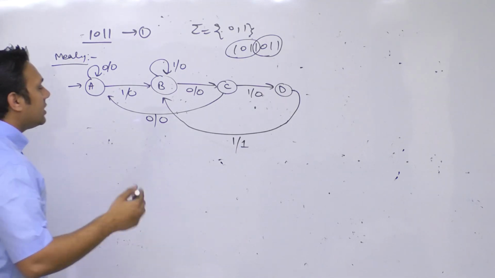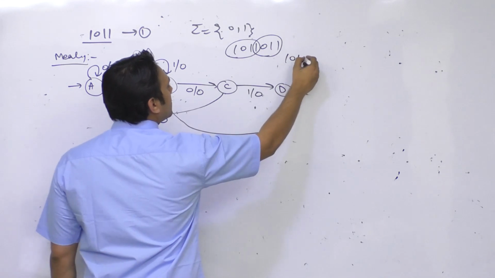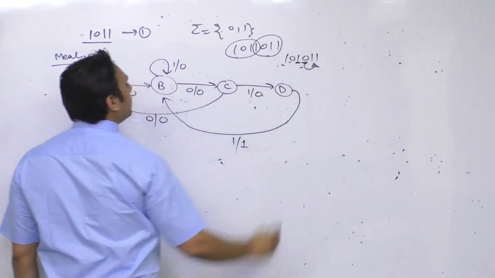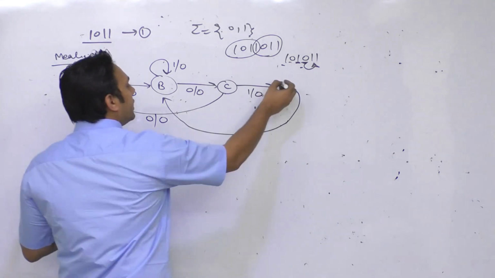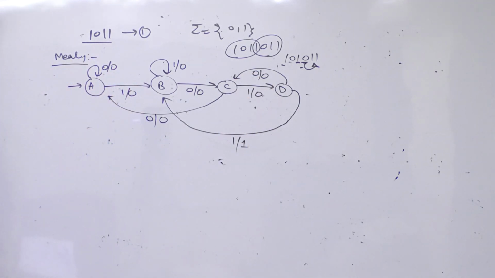And in state D, if you get a 0, then maybe I should get something like this: 1 0 1 0 1 1, right? So 1 0 1. After this one, if you get a 0, again we have to search for 1 1, right? So if you get a 0, we go to state C and we are going to produce output as 0.